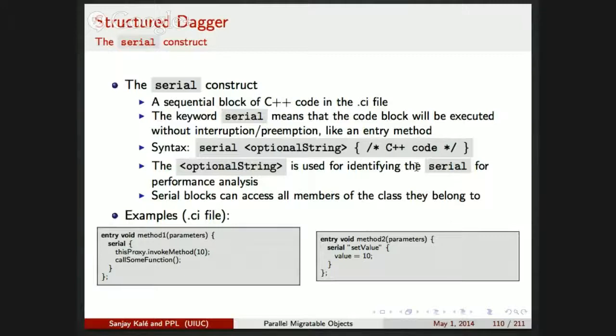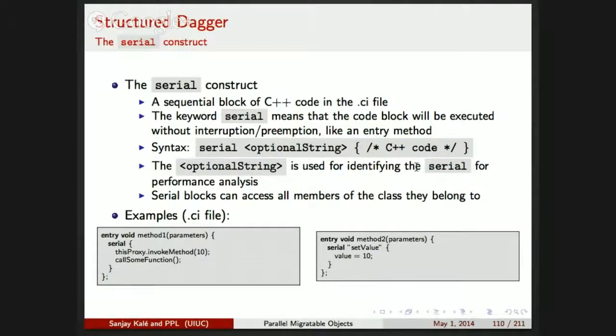So the serial construct just says execute this block of code. It'll be executed without interruption or preemption, just like the body of any other entry method. The syntax is just serial, followed by some optional string, and then the C++ code you want executed. The optional string is there for, for example, projections plots that we've seen before. In projections plots, it shows each different colored block, which usually corresponds to an entry method, telling you where time is spent. So now you can also label these serial blocks so you can see how much time is spent in each of them.